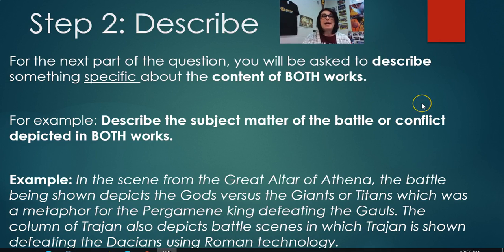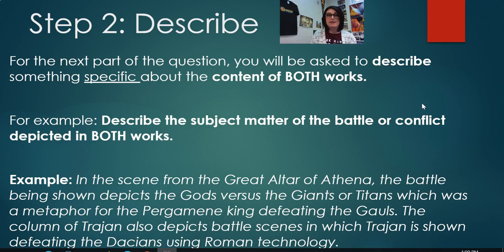All right, next, it's going to focus on the form of this. So we did form: what's it made of, when was it? Now we're going to be taking that form and moving forward a little bit into the content. So we did, here's what it's made of, here's what it looks like, here's where it's from. Now we're going to start moving into the content. It says, describe the subject matter of the battle or conflict. Subject matter is your content, right? What is the subject of this? What is it about? What am I seeing in this content?